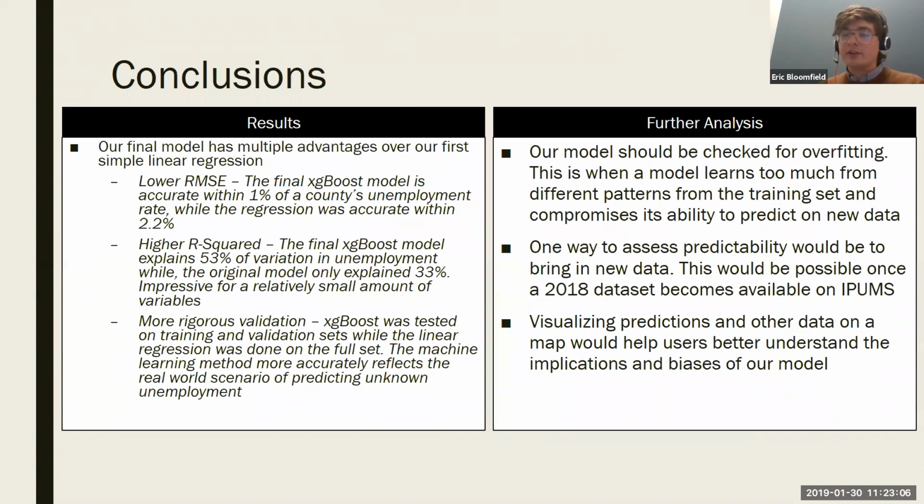So right now, as I mentioned, there's no 2018 data available from IPUMS, but once that becomes available, it would be really interesting to run my model on that set and see how predictive it can be.